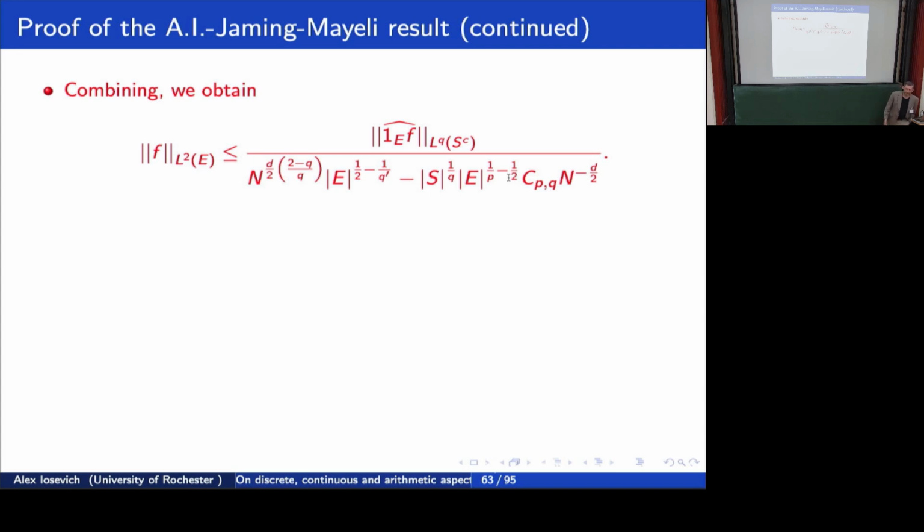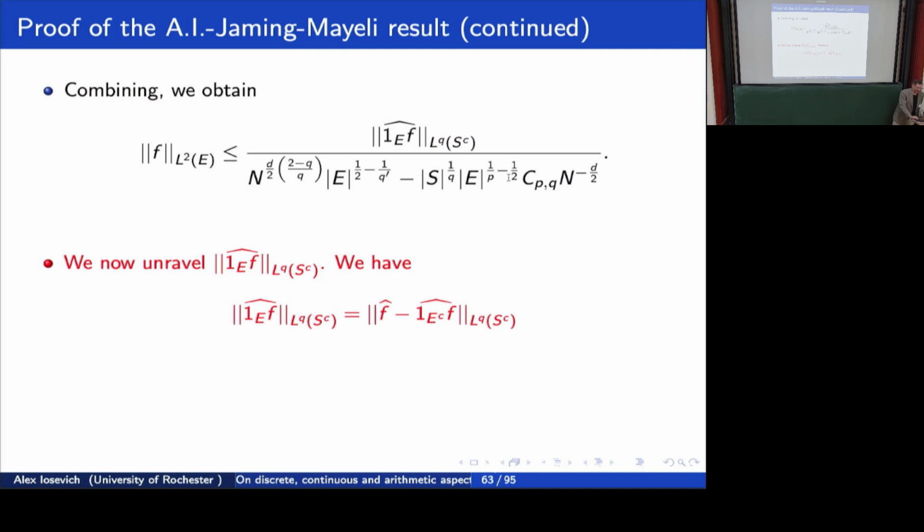I'm fully aware of the fact that there are now ugly formulas flashing before you, and I'm going to try to elucidate them the best I can. So please feel free to stop me at any point. And so now we again need to unravel 1_E F hat in LQ of S complement, but we've seen this movie before. We simply write it as the LQ of S complement norm of F hat minus 1_E complement F hat.